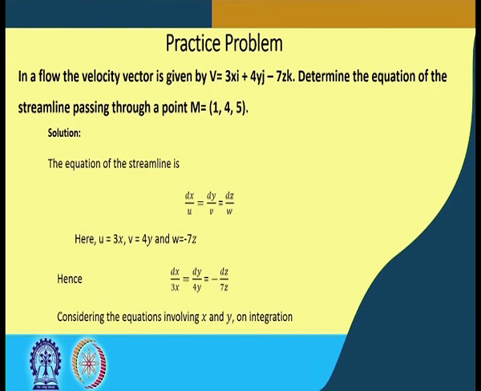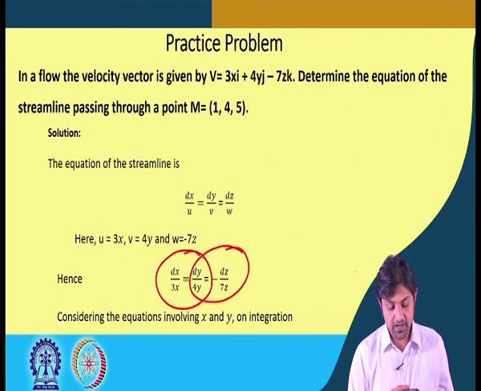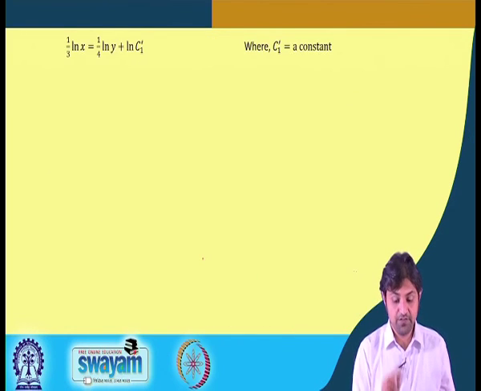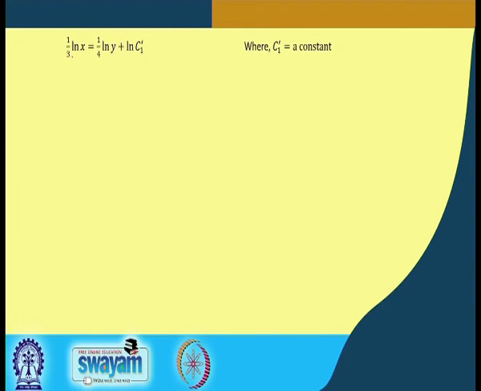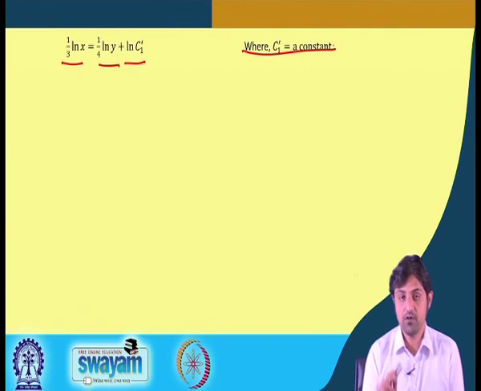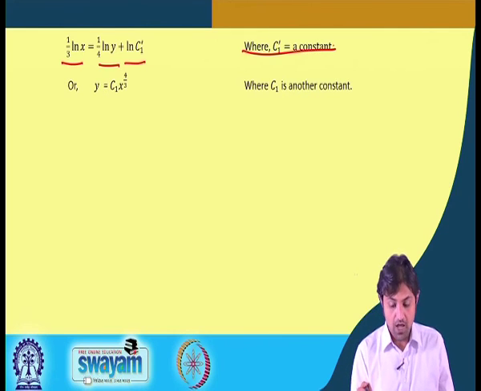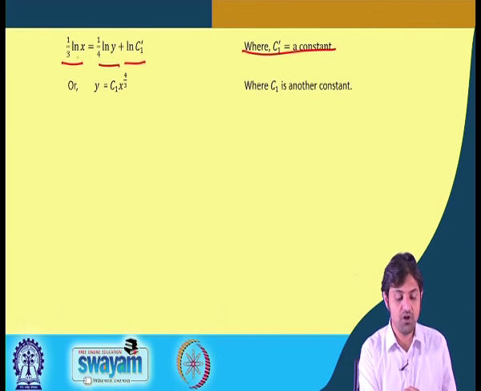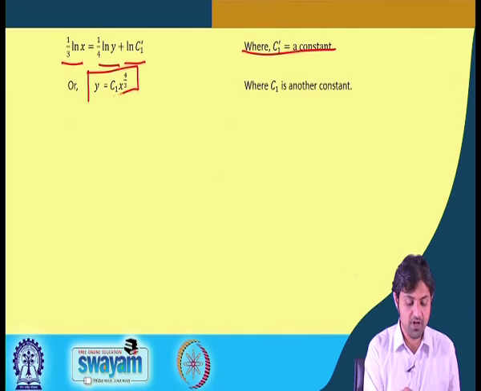Now the procedure is, we will solve this one at a time. First dx by 3x is equal to dy by 4y, and secondly we are going to solve the other one. When we integrate, the first equation can be written as ln x by 3 is equal to ln y by 4 plus ln c1 dash, where c1 dash is a constant. How we obtain this c1, we will talk about next. In other words, because all these are ln, we can simply write y is equal to c1 into x to the power 4 by 3.